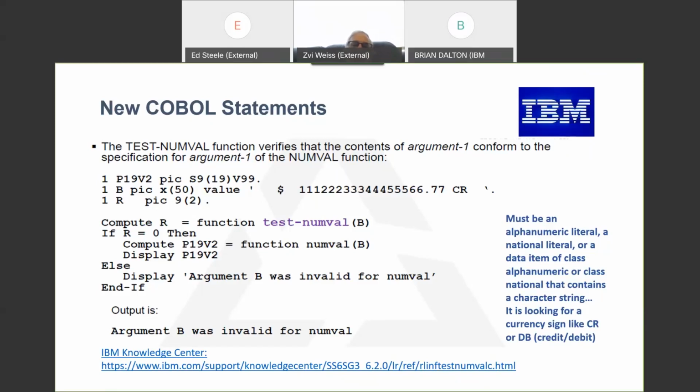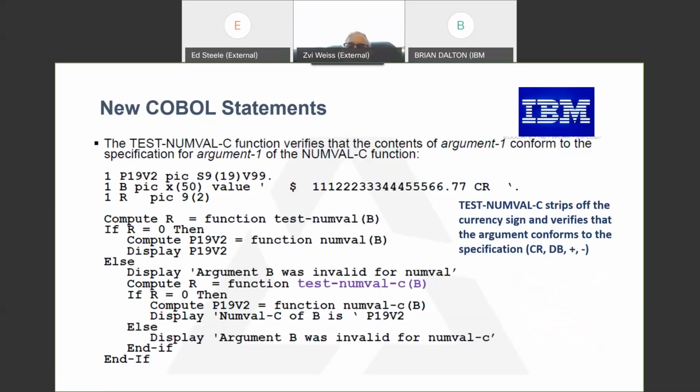So in this case over here, we have the $, the blanks, the numeric, the CR, and more blanks. So what happens is that numval cannot accept this, and so it will come back and say argument B was invalid for numval.